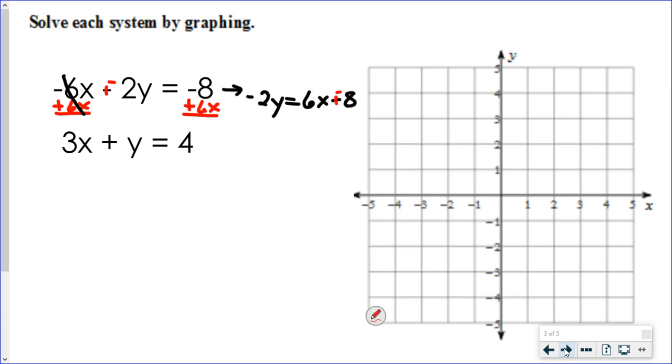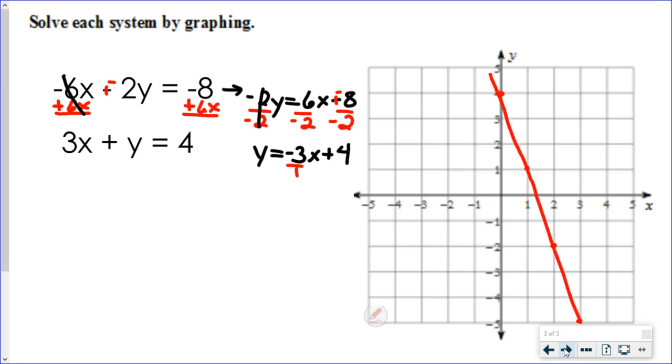And I'm going to do that keep, change. And again, I'm going to divide everything by negative 2 and reduce. So it's y equals, now do you see that becomes a negative 3x, and that's a positive 4. So my y-intercept is 4, and I have down 3 over 1, down 3 over 1, down 3 over 1. Make sure it's a negative slope. And I'll say it again, that first line you really want to extend all the way because you don't know where the second line is coming.